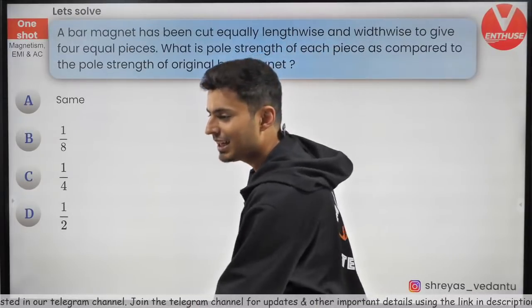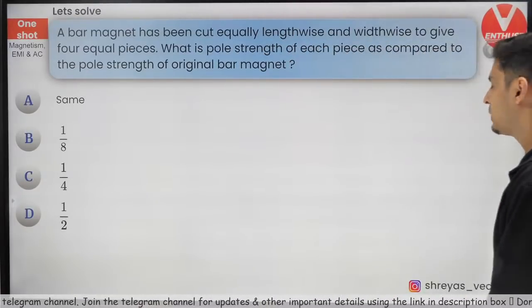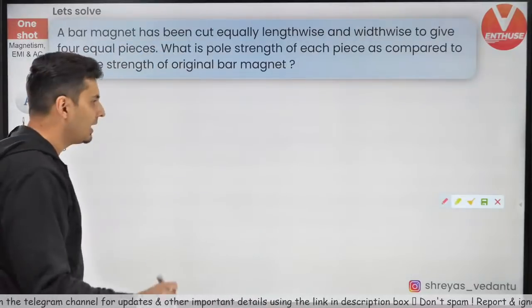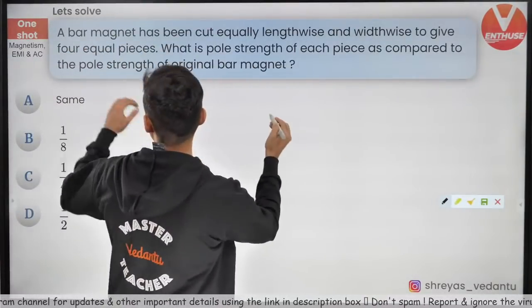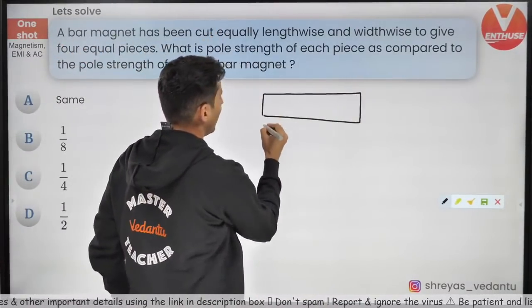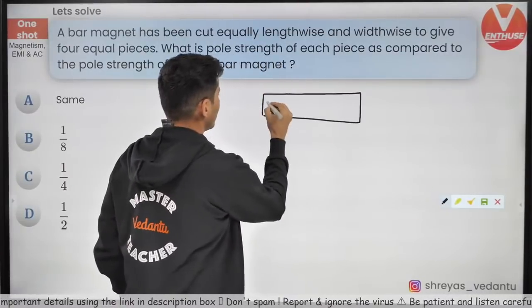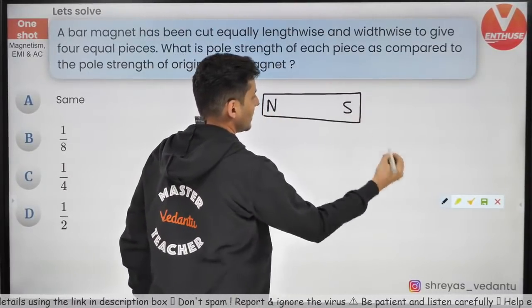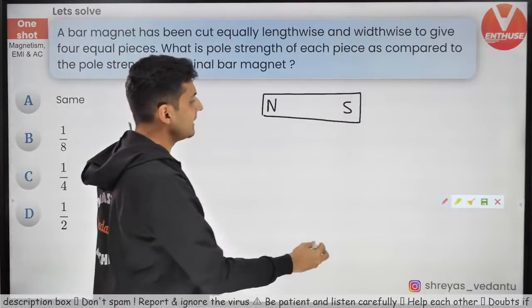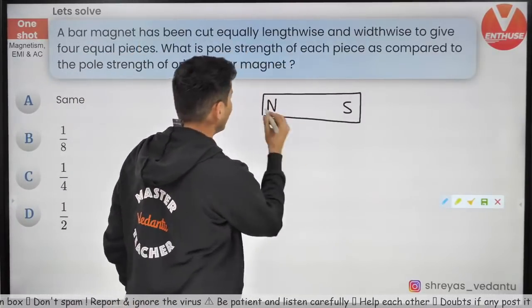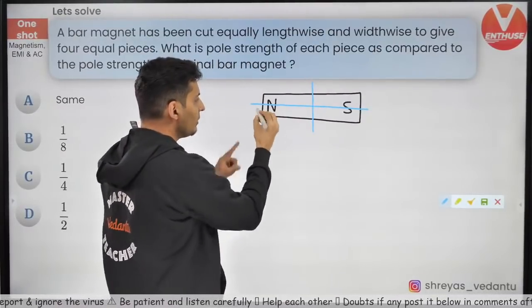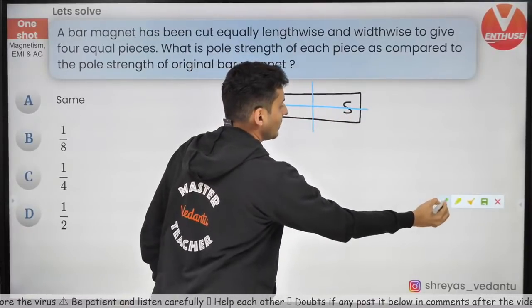Many of you are saying A and D, confused between both of them. Let's see what the correct answer should be. Many of you are wrong, I think. So you have a bar magnet. You cut it. So this is the north pole, this is the south pole. And you cut it equally lengthwise and widthwise. So lengthwise is like this, widthwise is like this. Now the moment I cut it like that, what will happen?